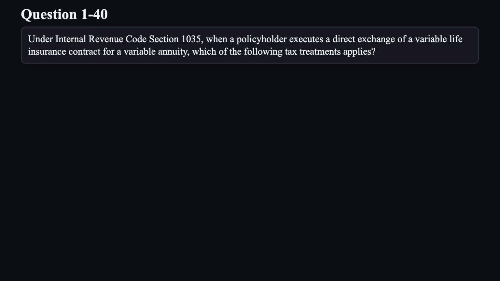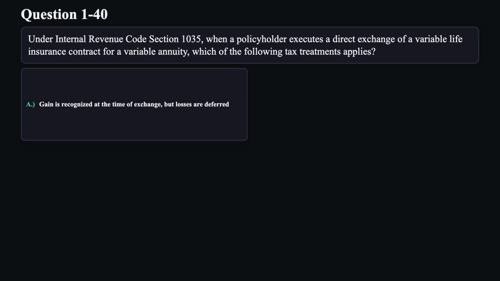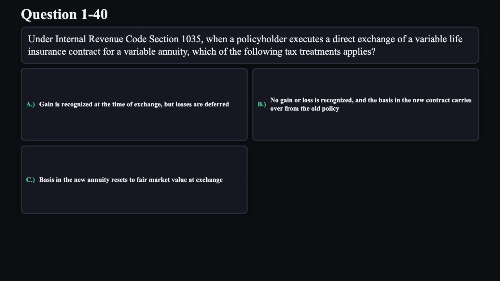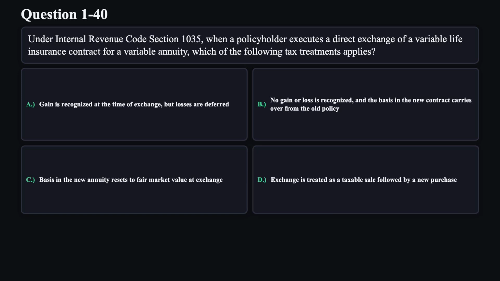Question 40. Under Internal Revenue Code, Section 1035, when a policyholder executes a direct exchange of a variable life insurance contract for a variable annuity, which of the following tax treatments applies? A. Gain is recognized at the time of exchange, but losses are deferred. B. No gain or loss is recognized, and the basis in the new contract carries over from the old policy. C. Basis in the new annuity resets to fair market value at exchange. D. Exchange is treated as a taxable sale followed by a new purchase.